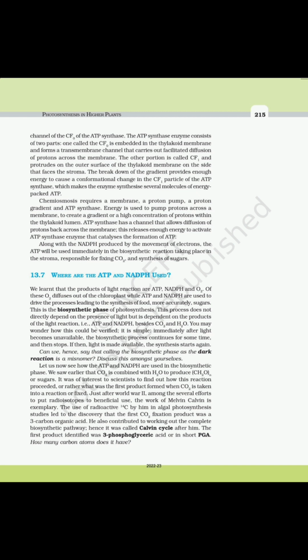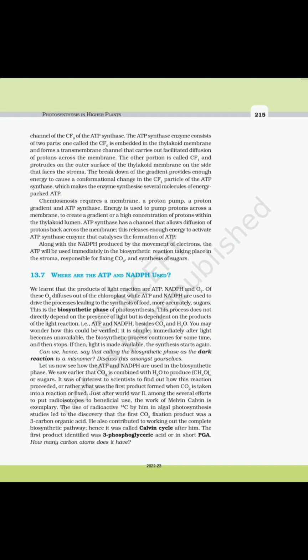13.7 Where are the ATP and NADPH used? We learned that the products of light reaction are ATP, NADPH and O2. Of these, O2 diffuses out of the chloroplast while ATP and NADPH are used to drive the processes leading to the synthesis of food, more accurately, sugars. This is the biosynthetic phase of photosynthesis.